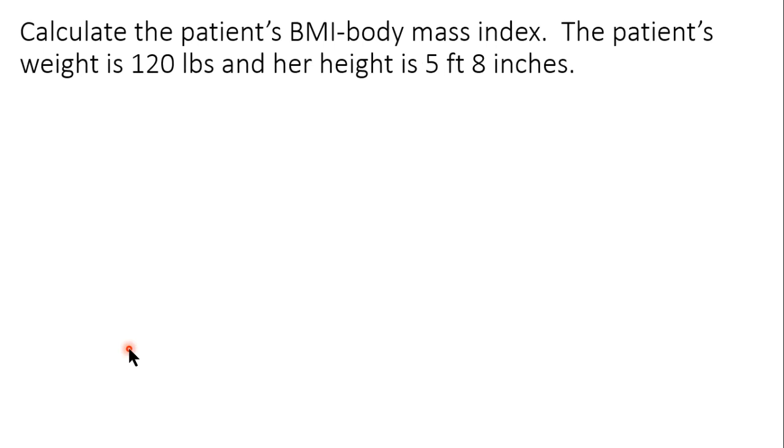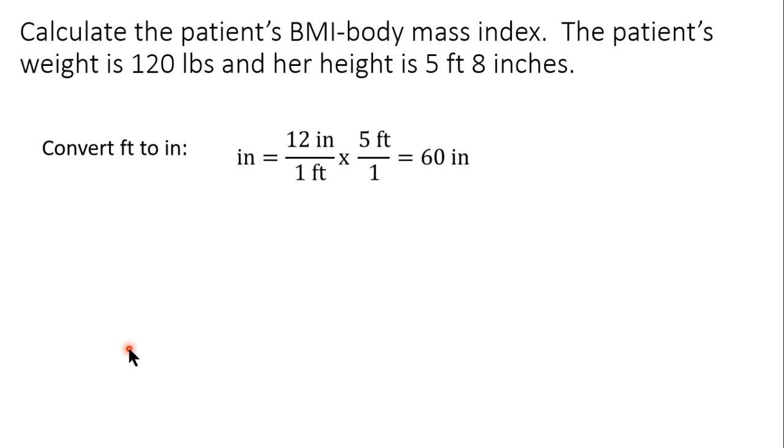Now, calculate the patient's BMI, body mass index. The patient's weight is 120 pounds and the height is 5 feet 8 inches. So first, the BMI formula uses the height in terms of inches. So we have to convert the feet into inches. So we put inches equals, and then the conversion ratio of 12 inches over 1 foot times the 5 feet with a 1 on the bottom as a placeholder.